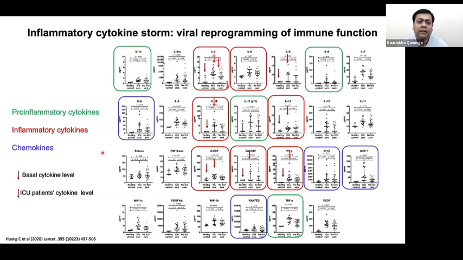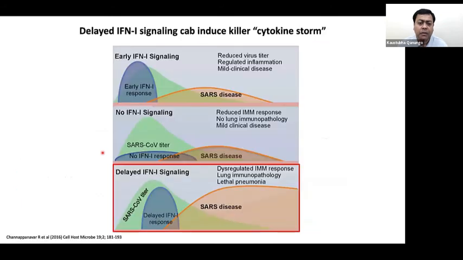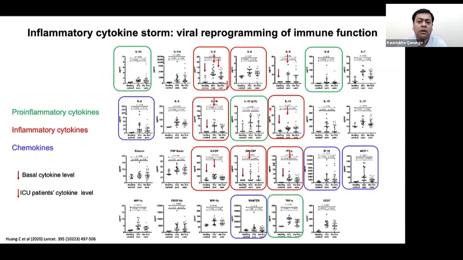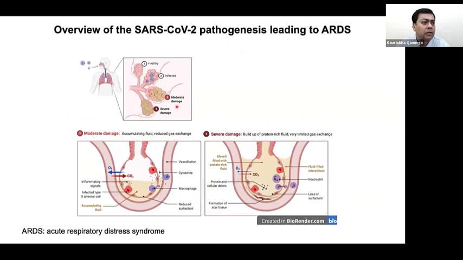So that's basically how the delayed IFN response is causing this, because suddenly the immune system wakes up and this burst of cytokines causes the immunopathology. So how does this immunopathology look? You can see an overview of that.